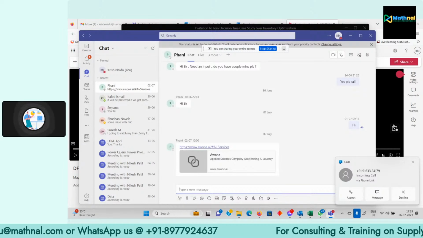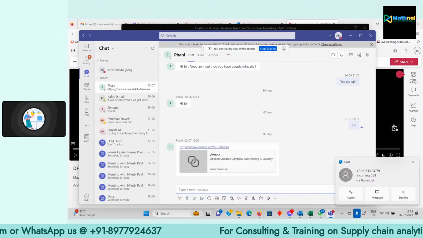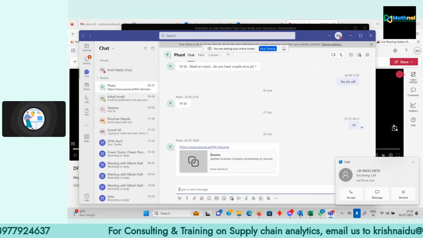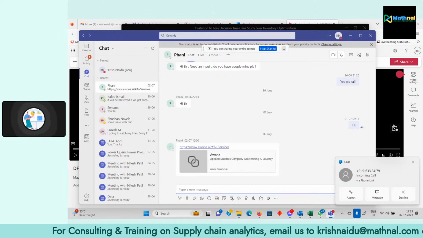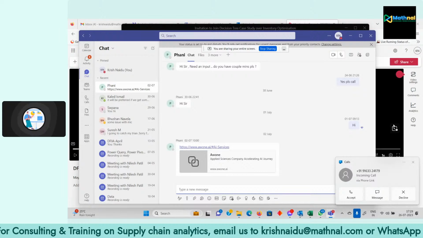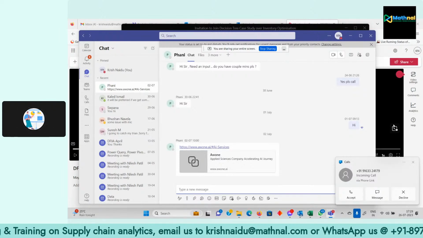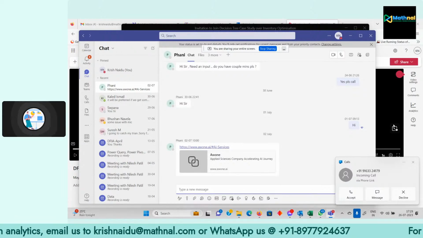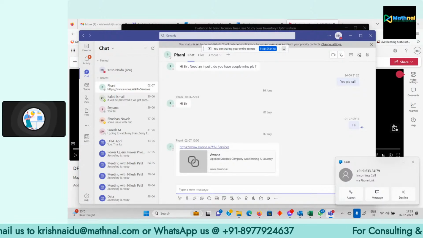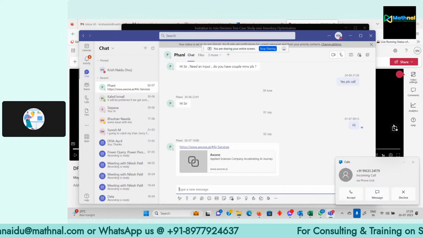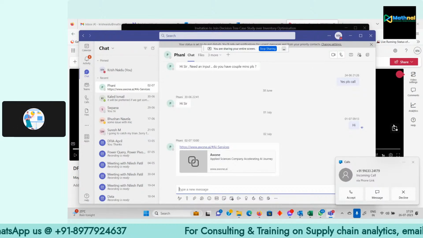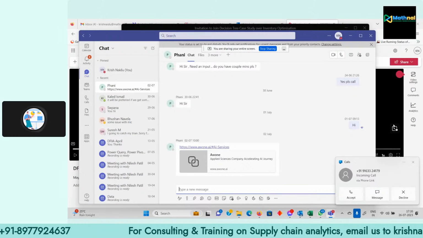There are three attempts which we give free. Three attempts for the first exam and three attempts for the second exam. After the third attempt, we charge 2,000 rupees per exam. And the paper will be different every time.